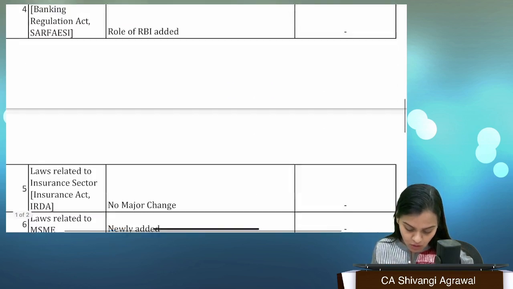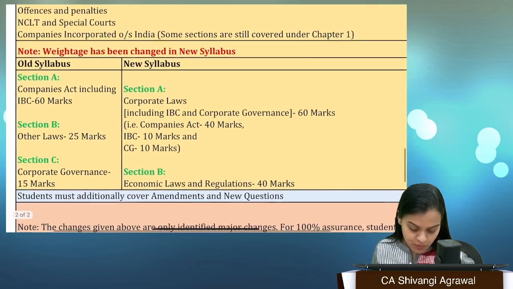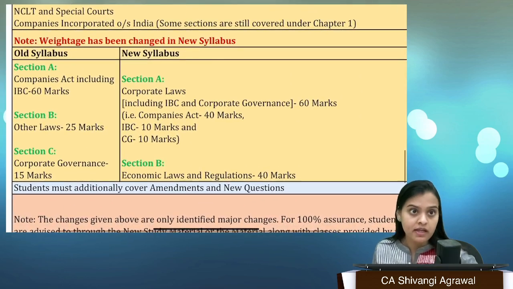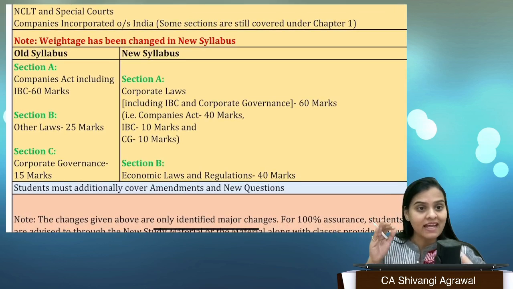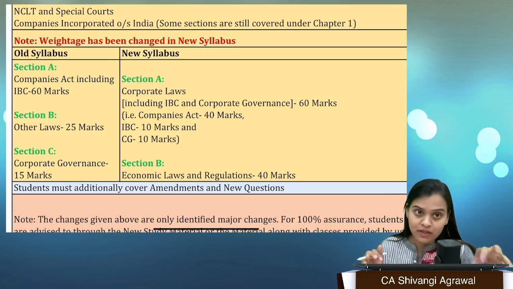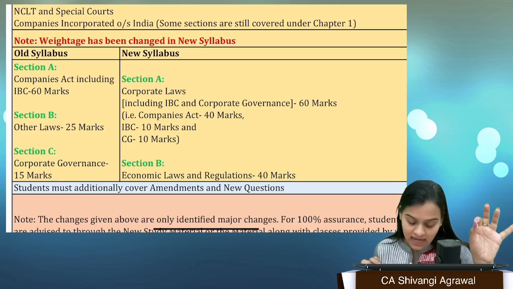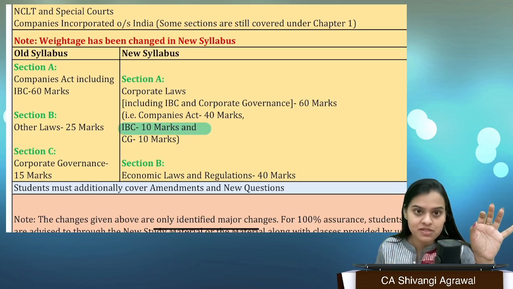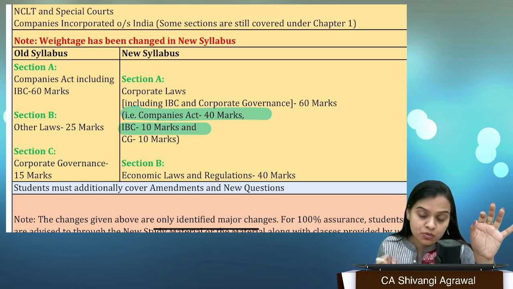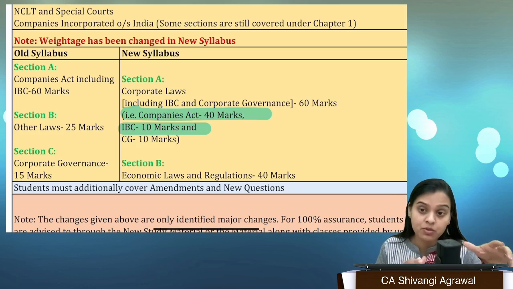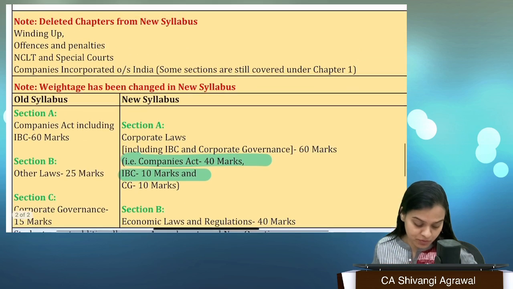Broadly, if I take you through, the weightage has also been changed. In the old syllabus, we prima facie had three sections: Companies Act including IBC, which had 60% weightage. So Companies Act was 50% and IBC was 10%. IBC stands the same at 10%, but the Companies Act coverage or weightage has been reduced. Now it is only 40% because Companies Act content has also been removed.